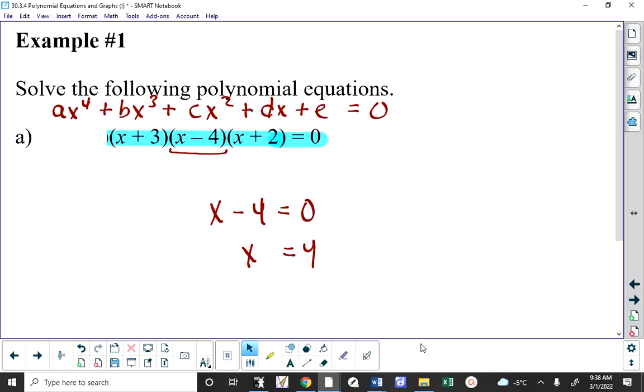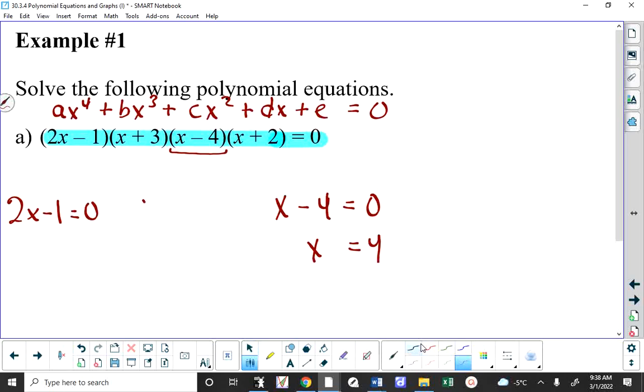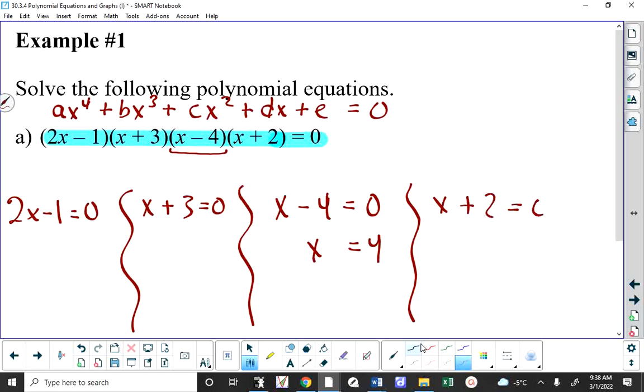So the bottom line here is, to solve this polynomial equation, you simply go through the motions and say, well, 2x minus 1 equals 0, and that will lead you to an answer. You say x plus 3 is equal to 0, and that will lead you to an answer. And you say x plus 2 equals 0, and that will lead you to an answer. So x would be negative 2. x would be negative 3. x is equal to 1 over 2, positive. And of course, we've already said x equals positive 4.